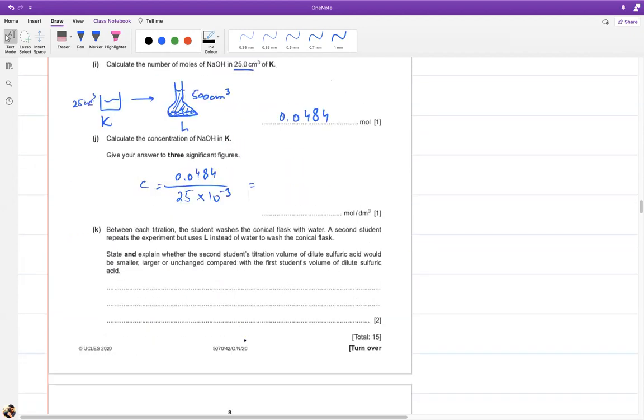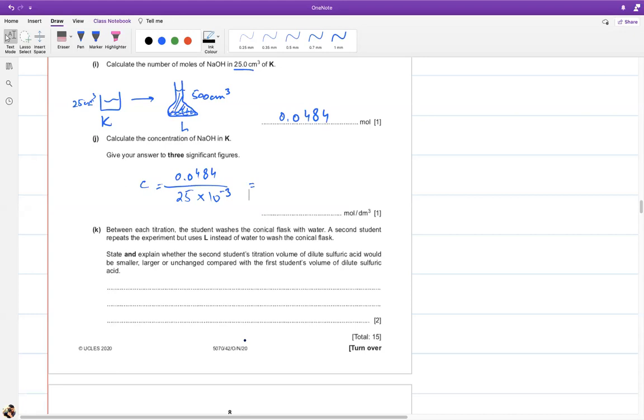Okay. Between each titration, the student washes the conical flask with water. ठीक है. A second student repeats the experiment but uses L instead of water. अब एक student क्या कर रहा है कि they are using water to dissolve it. So हर titration के बाद obviously कुछ ना कुछ उसमें रह जाएगा. उसको उन्होंने अगर water से करेंगे तो water सबको dissolve करेगा और they will be throwing that out.